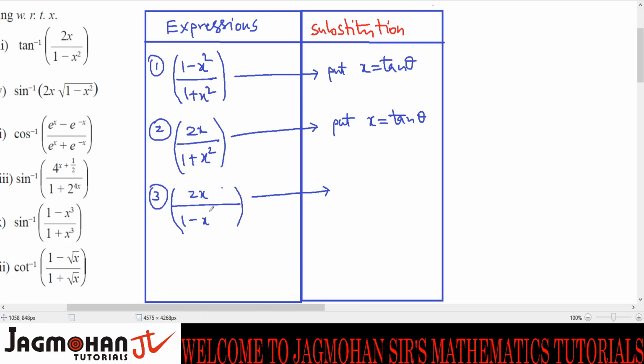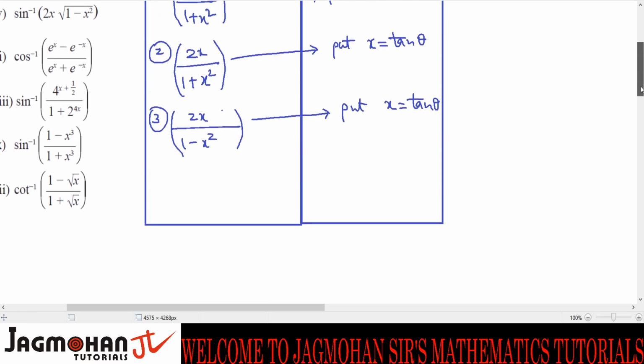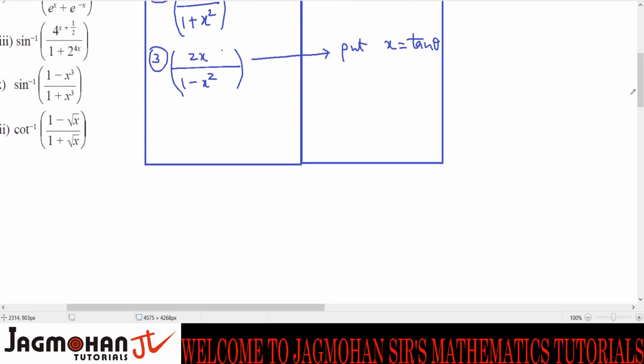Correct. Well done. Very good. You said it correctly. Once again, we will put x equals tan theta. Why? Because if I do that, I will get 2 tan theta upon 1 minus tan square theta. And what is that equal to, students? That is equal to tan 2 theta. This is the formula of tan 2 theta. Now let's take the fourth one.